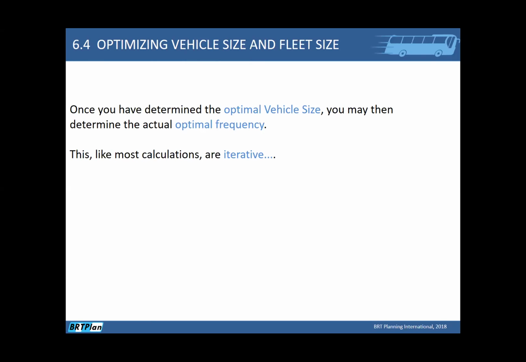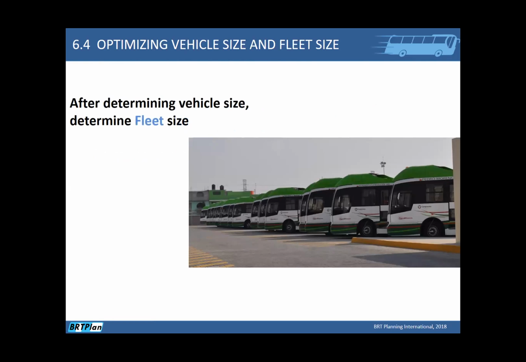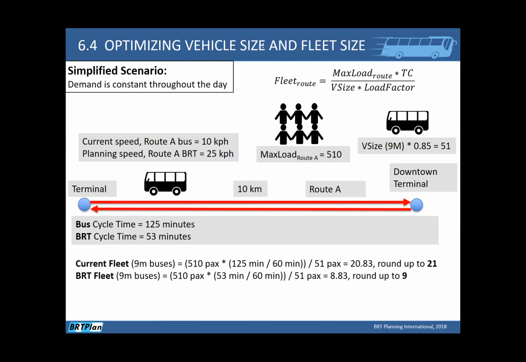Now, once you've determined a reasonable size for your corridor, you can then start to determine what the actual frequency would be with that specific size vehicle, because you really only have 4 choices, and then you go back and get an actual frequency. And like a lot of these things, the process is more or less iterative. So once you've determined the size of your vehicle, you can go back and determine the fleet that you're going to need to provide the service on the corridor.